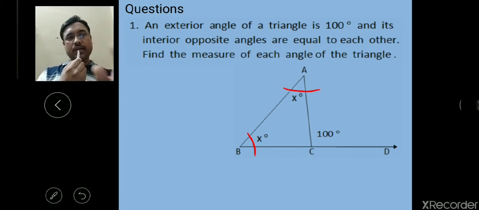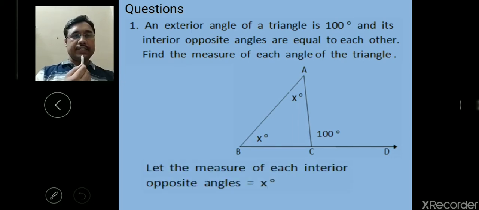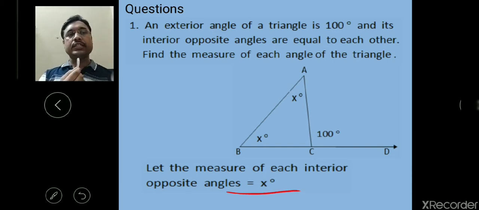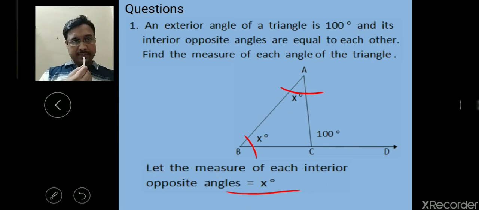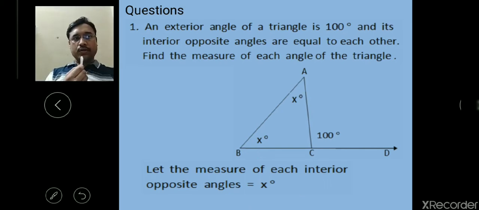Each angle means all the angles of the triangle you have to find, the two equal angles and the third angle also. We can do it like this first. Let the measure of each interior angle equal x degrees. The interior opposite angles: angle A is x and angle B is also x. Now we know by the exterior angle property of a triangle that the sum of the two opposite interior angles is equal to the measure of the exterior angle. So we are going to use this here.